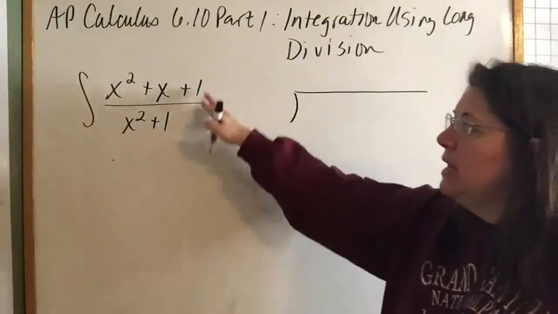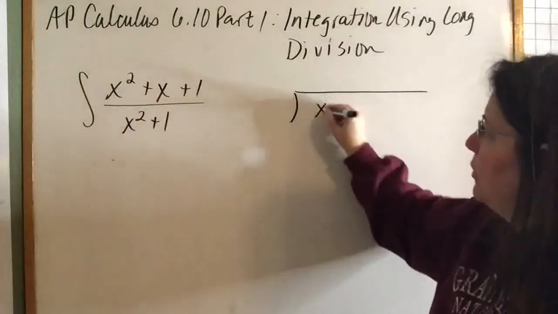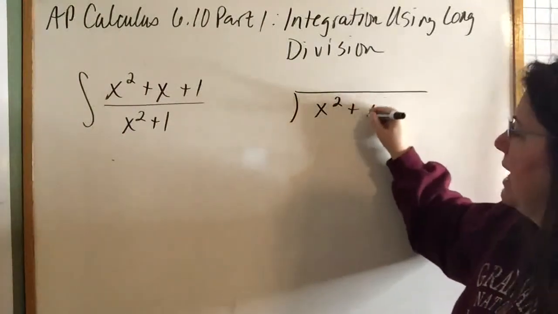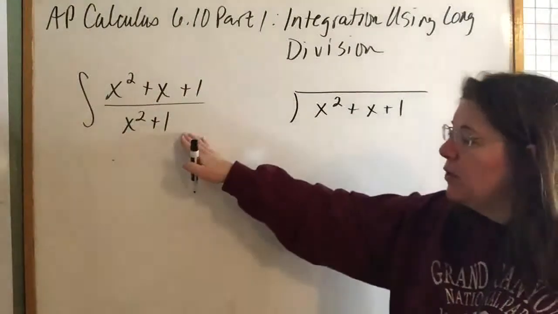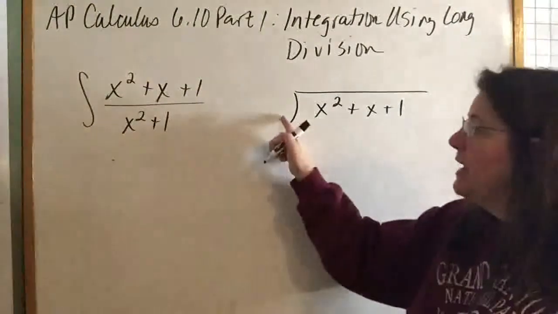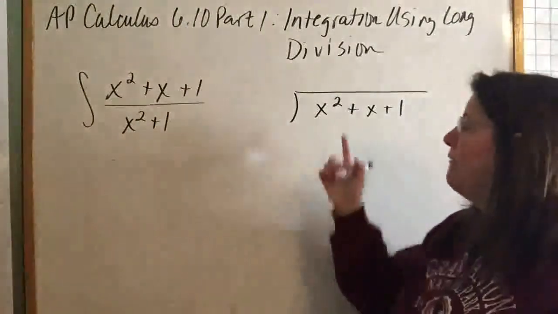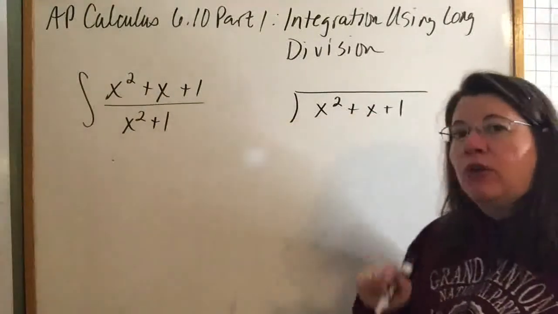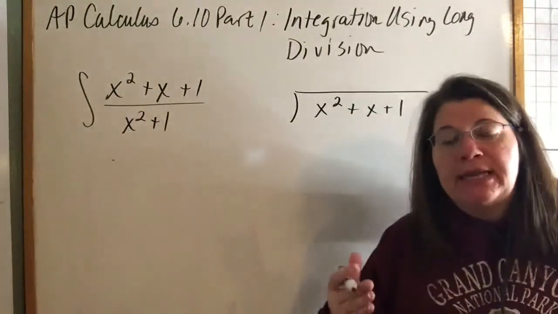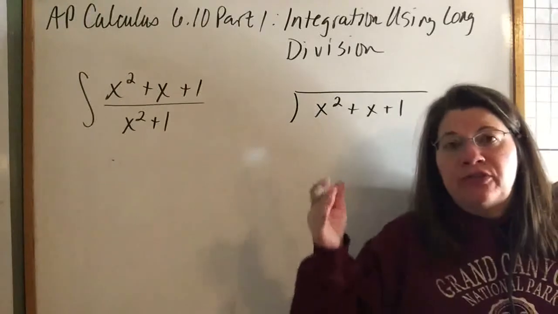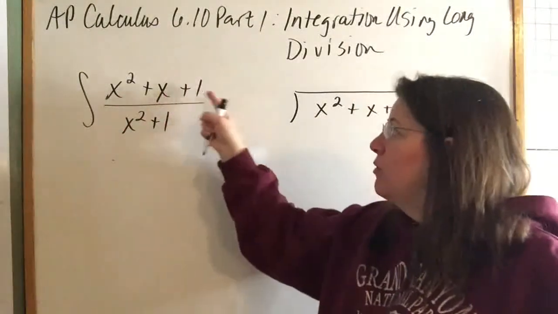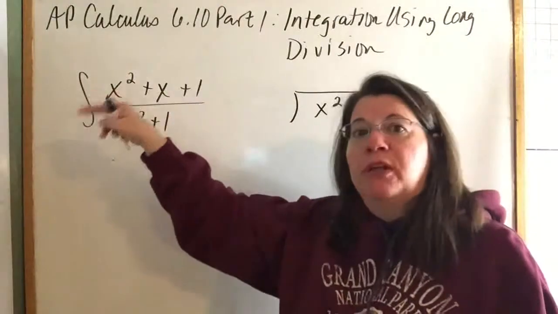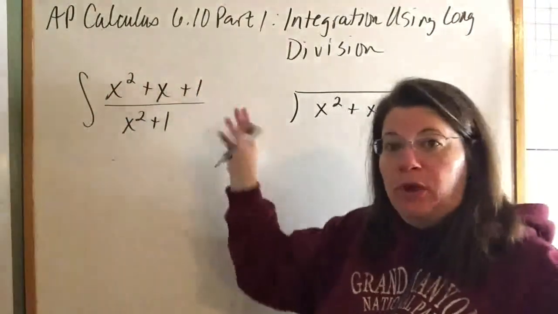So I'm going to put the top expression inside the long division symbol, and I'm going to put the bottom expression, that's what I'm dividing by, on the outside. Now, when I do that, I have to make sure my powers are in descending order. If I'm missing any powers, I need to put a 0 in there. So like if this had been x cubed plus x plus 1, then I would need x cubed plus 0x squared plus x plus 1.